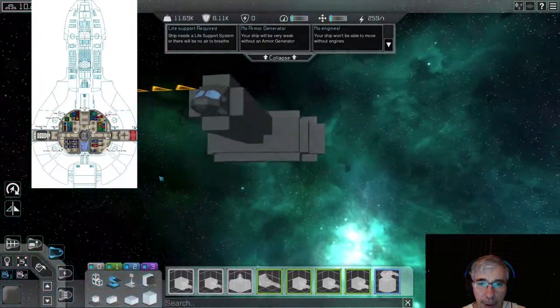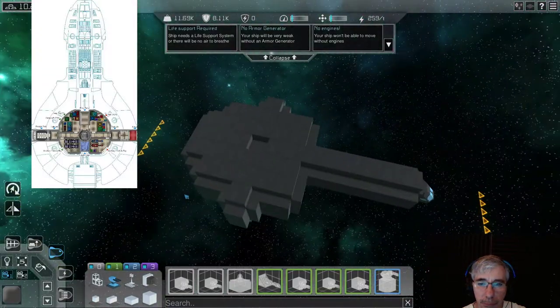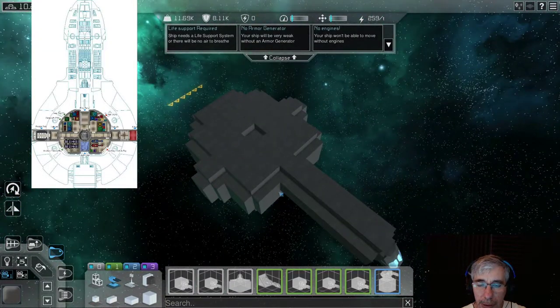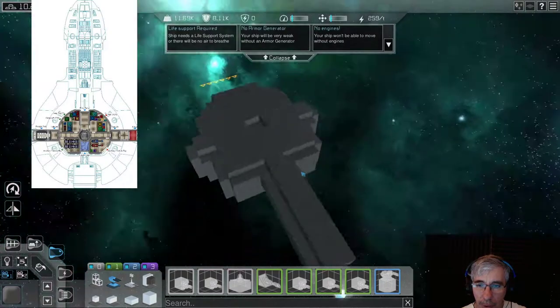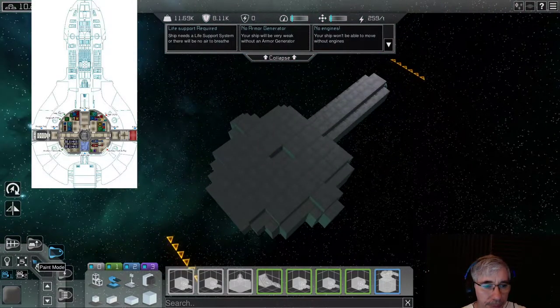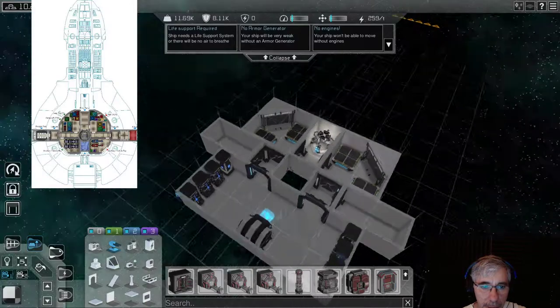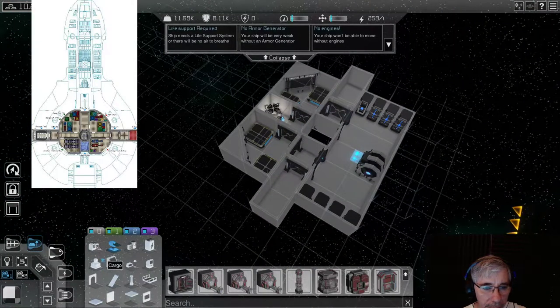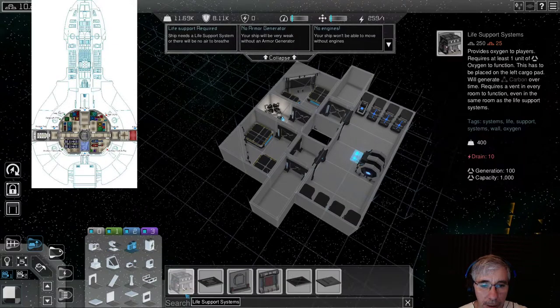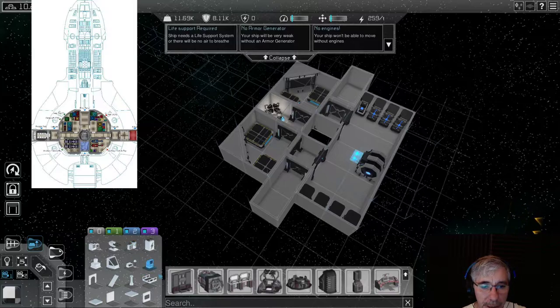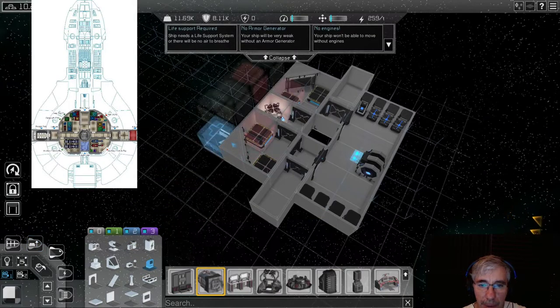Okay, at the bottom, well, it's still, we need some other rooms here, but one thing that we need is, where is this, we need like this, yeah, escape pods.